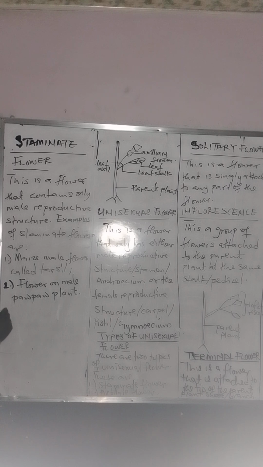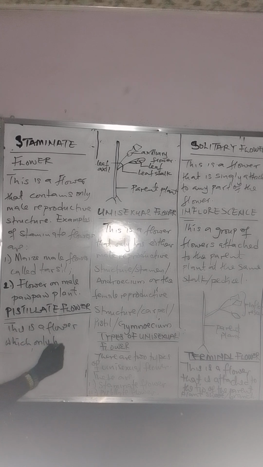Now, we also have the pistillate flower. What is a pistillate flower? A pistillate flower is a flower which only has female reproductive structure. What are we saying? It only has carpel. It only has pistil. It only has gynoecium.